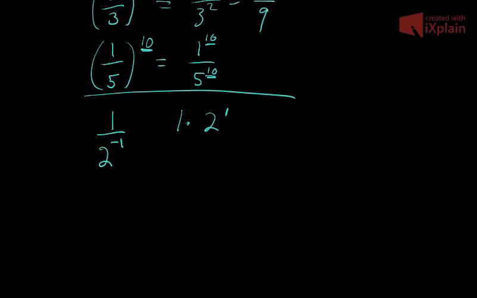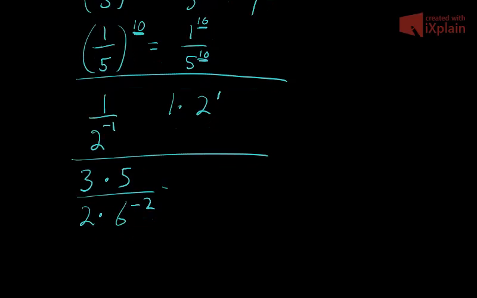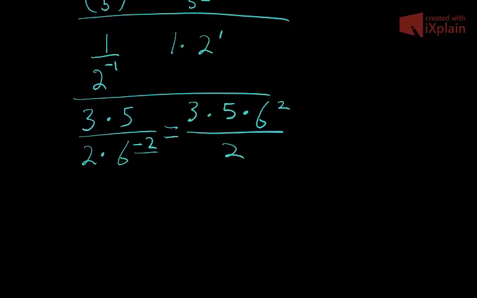Let me do another quick example of that. So if I have 3 times 5 over 2 times 6 to the negative 2, this would be the same thing. My 3 would stay the same, my 5 would stay the same, but this time I would have a 6 to the positive 2 and a 2 on bottom. So I just made this exponent positive to put it on top.